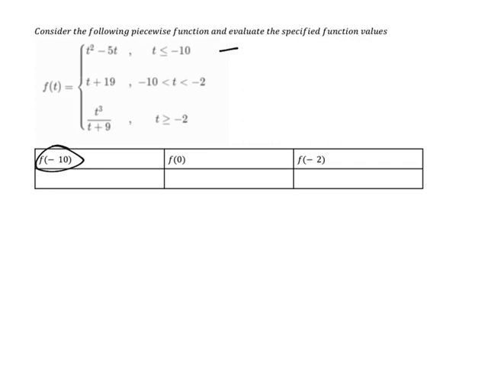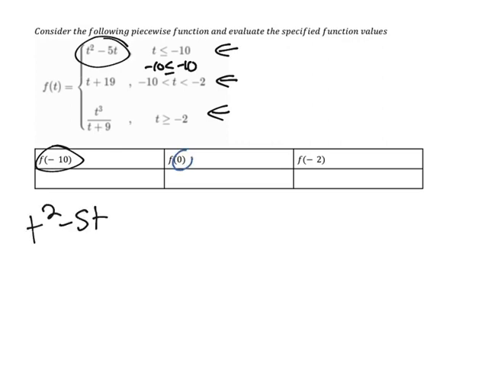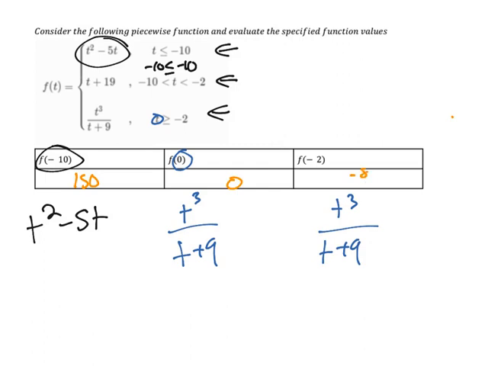Okay, piecewise function, depending on where we are, that's the domain we'll use. So I look for -10. Does -10 fit here, here, or here? Well, -10 is less than or equal to -10, so I'm going to use this function, t squared minus 5t. If I look at the next one, f of 0, 0 is right here. 0 is greater than or equal to -2, so I'm going to use this function. And then finally on the last one, -2 also uses that last function because it's equal to, and so I'm just going to simply evaluate them. When you evaluate those, you will get the following. You get 150, you get 0, and you get -8/7.